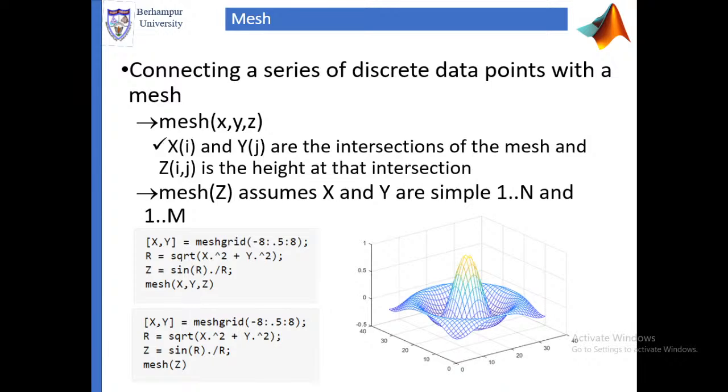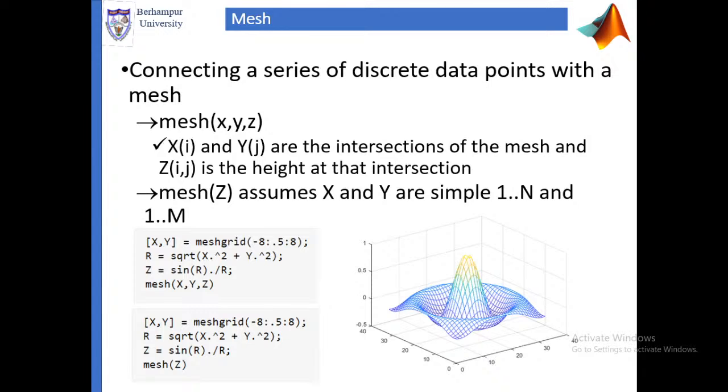If you write mesh(Z), that assumes that capital X and capital Y are simple 1 to n and 1 to m matrices, or 1 to m rows and 1 to n columns. Now this is an example here. The example shows XY is equal to meshgrid(-8:0.5:8). So that is the mesh grid that is created using XY. R is equal to square root of X.^2 plus Y.^2. Z is equal to sin(R) ./ R.